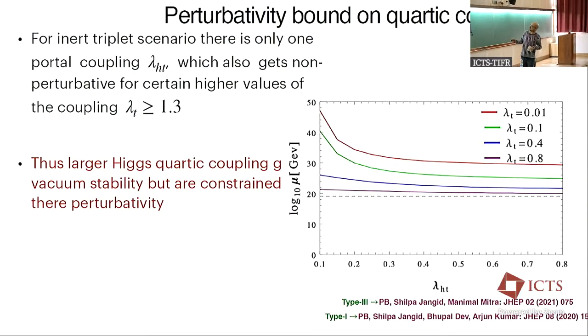But if you choose a sufficiently large lambda T, which is greater than 0.3, then around 0.5 it will also lose the Planck scale perturbativity. So the inert triplet model is more safe than the inert doublet case because it has a little more range of pushing to the electroweak scale lambda compared to the inert doublet case.